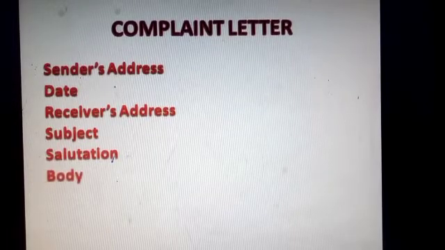And next is the body of the letter. This is the main content of the letter. It is divided into 3 paras. And the tone of the content should be very formal. You must not use any offensive language. Another point to be kept in mind is that the letter should be concise and to the point, and should be very respectful and considerate in its language.